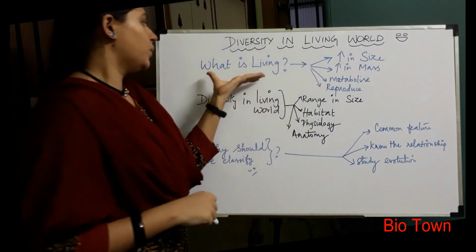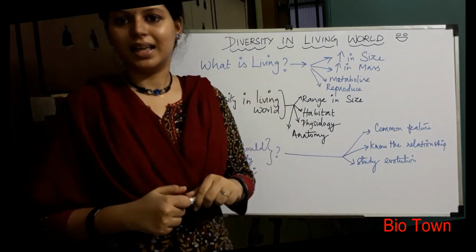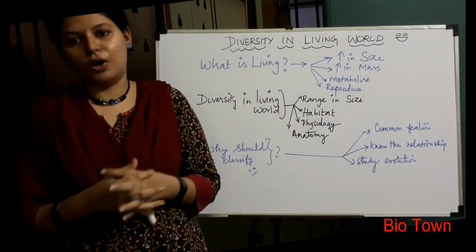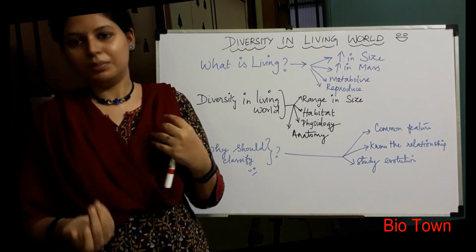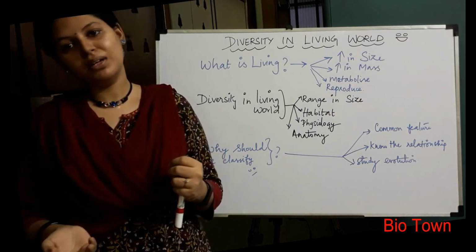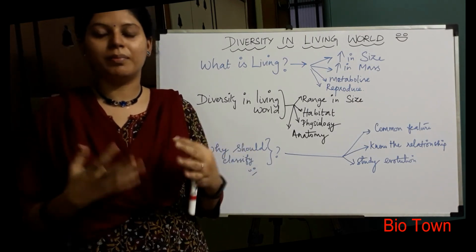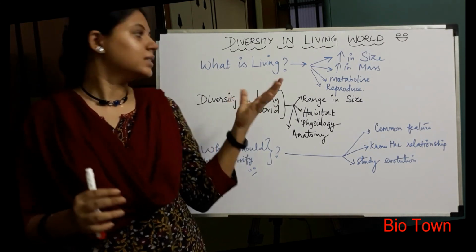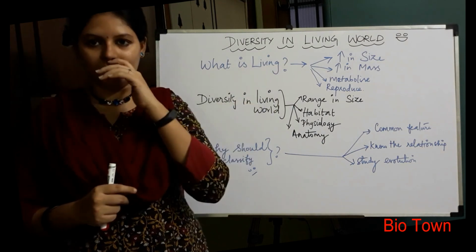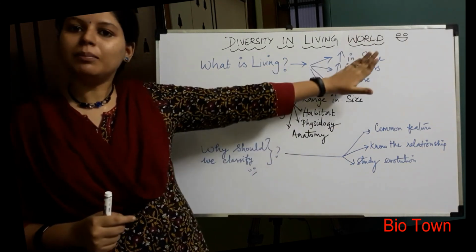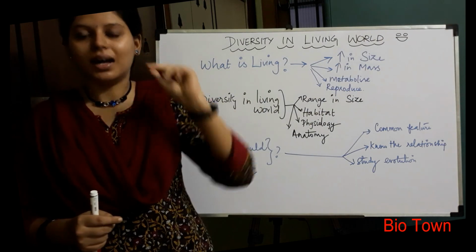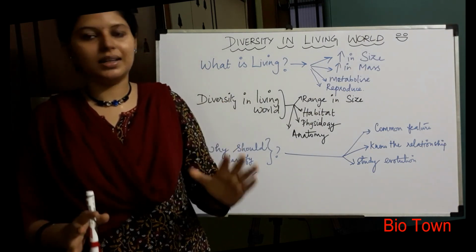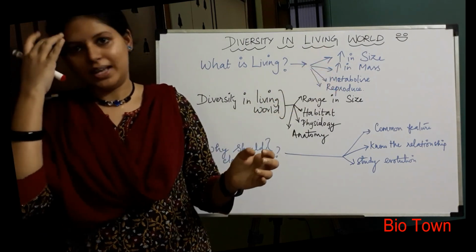First, we'll see what is living. Whom do you consider as a living object? For example, it could be a plant, an animal, we humans, or microorganisms. How do you consider somebody as a living creature? We have four important characteristics to consider any creature a living organism.